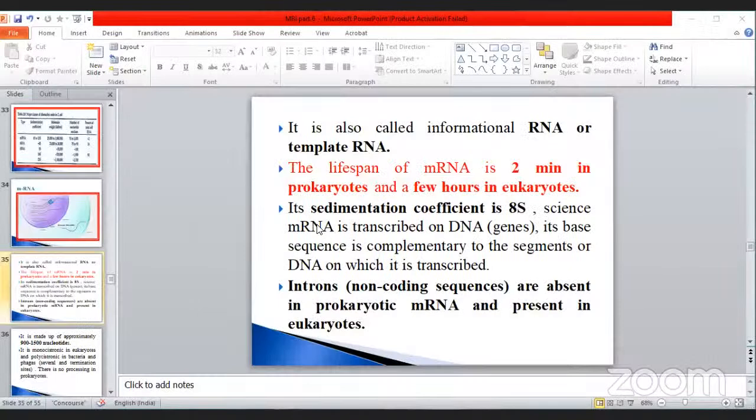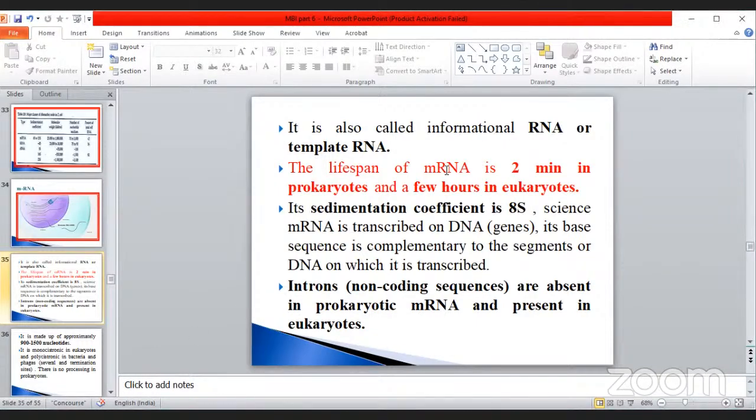The sedimentation coefficient I already told you. Introns, the non-coding sequences, are absent in the prokaryote. Don't forget, my dear, they are present in the eukaryote. We drew the slide of the eukaryotic RNA molecule, because it has both introns and exons. But in prokaryote, introns are absent, which means only exons are present. In eukaryote, exons and introns are both present. That is very important. Don't forget.